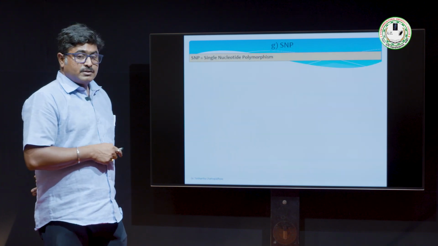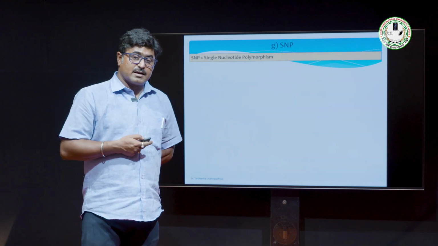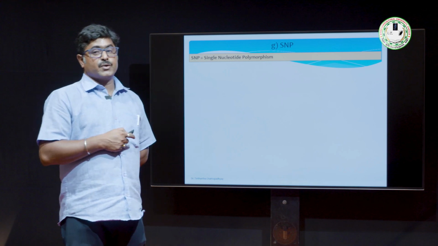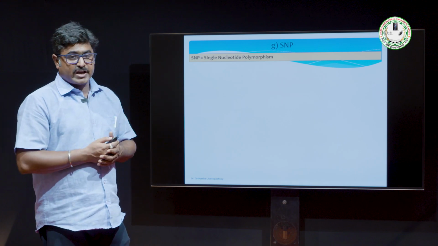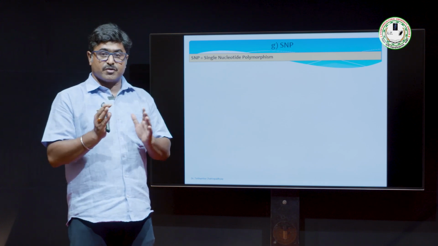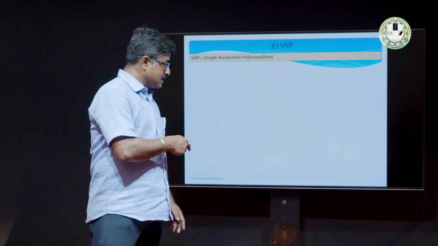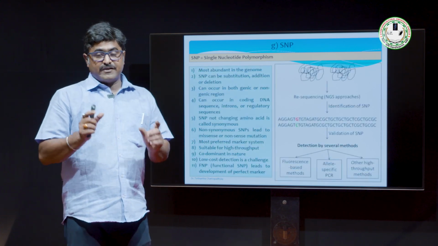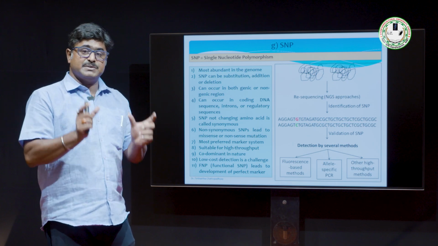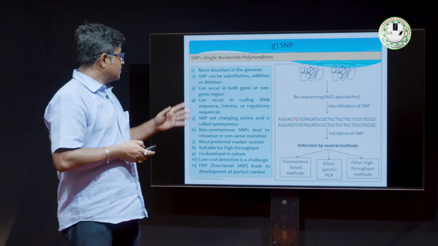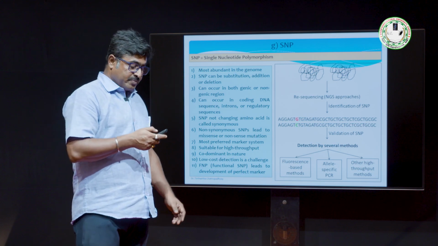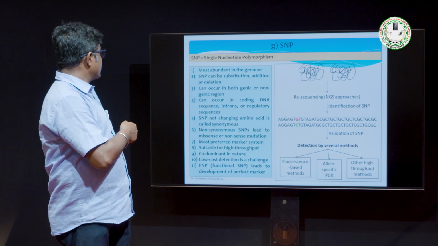Now this is one of the most powerful markers, that is SNP. It is a single nucleotide polymorphism. Remember, previously all the markers that we were talking about gave a size polymorphism, a difference in band size. But it may be that two fragments have the same size, and only a single nucleotide is changed between them. So this gives rise to the SNP marker system, single nucleotide polymorphism.